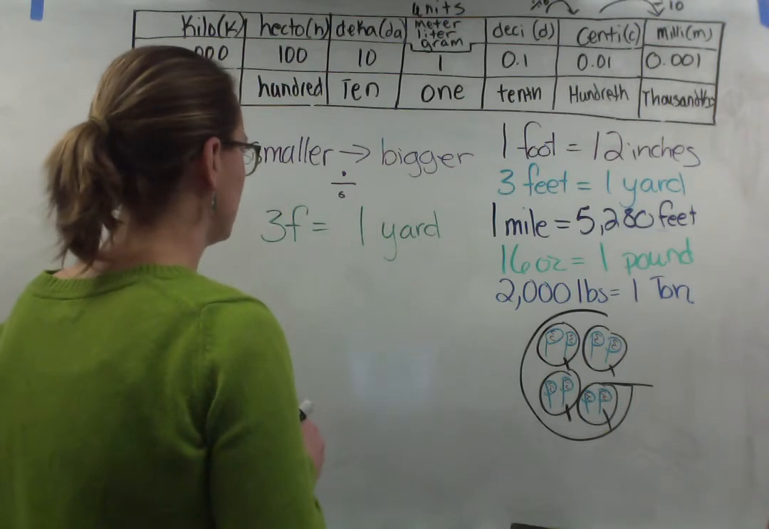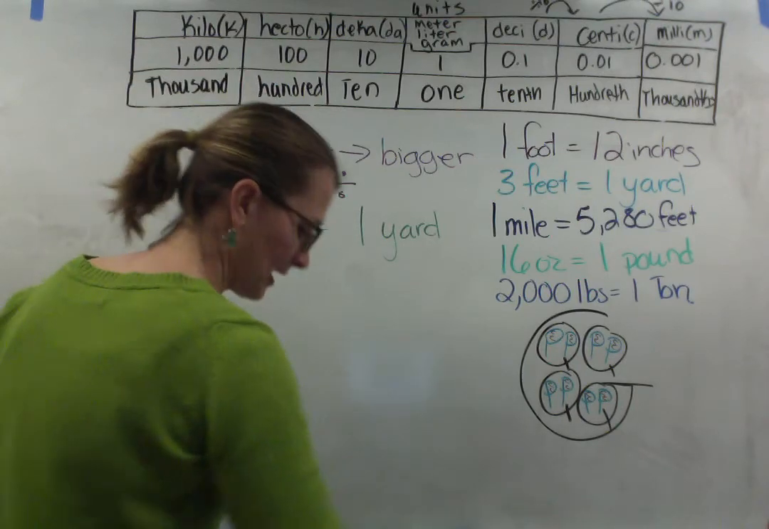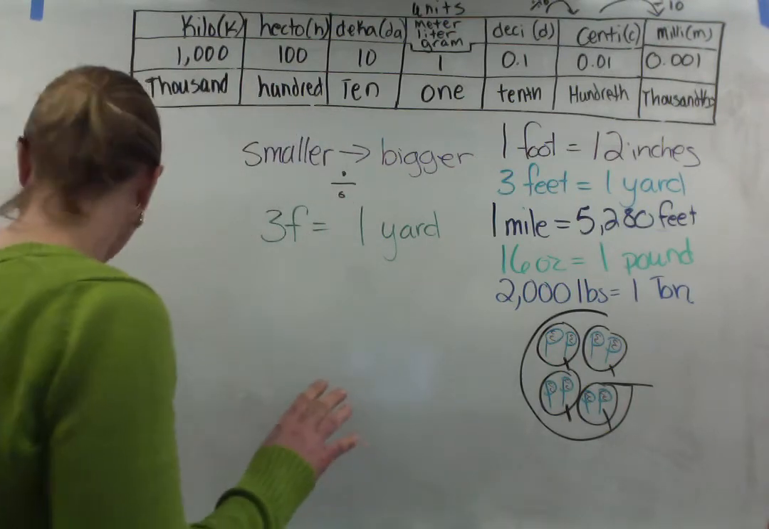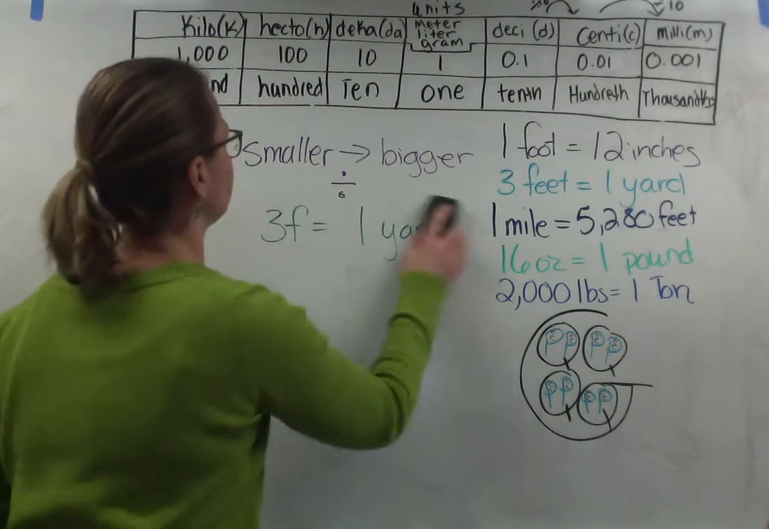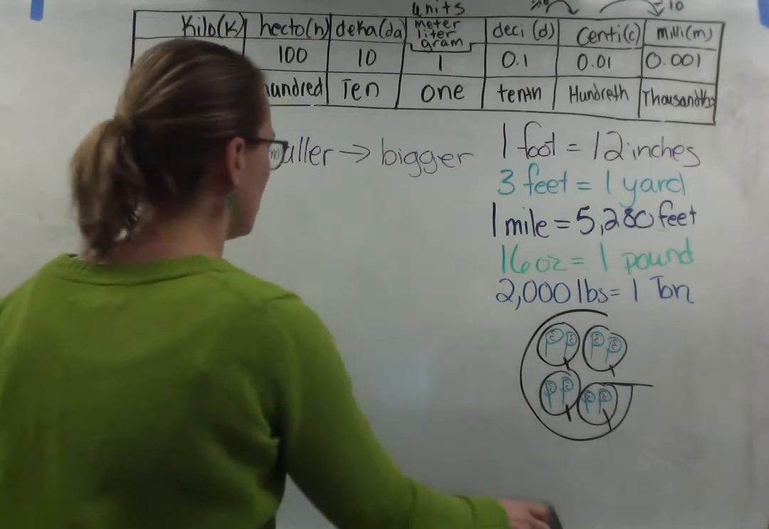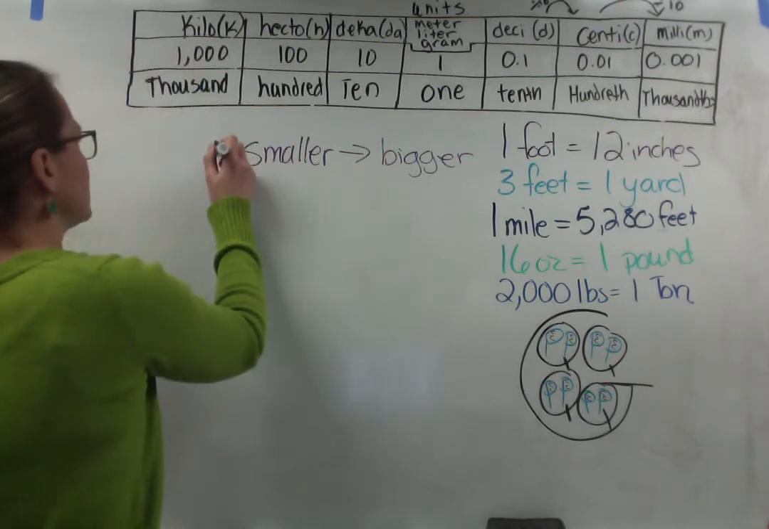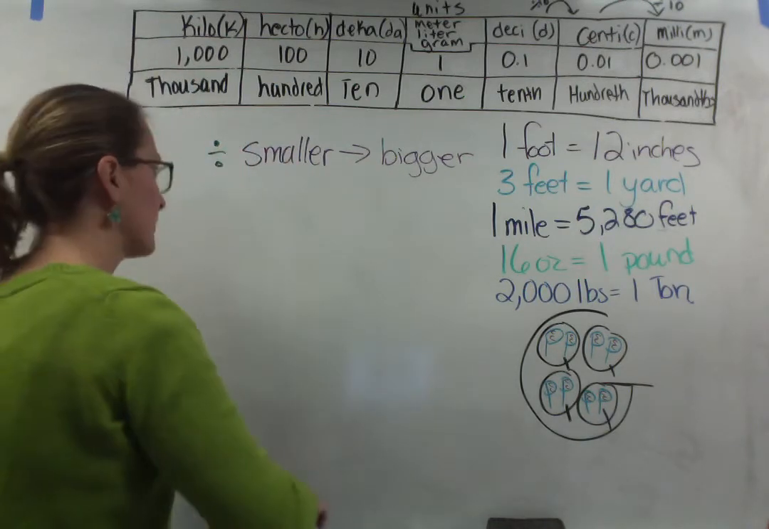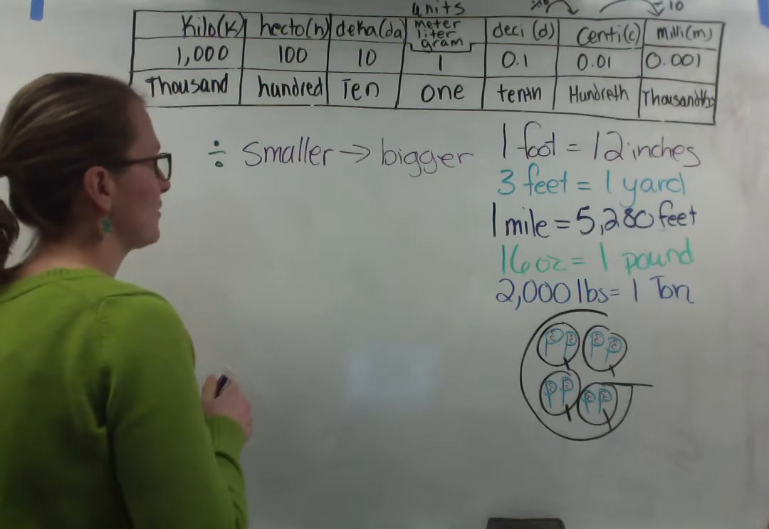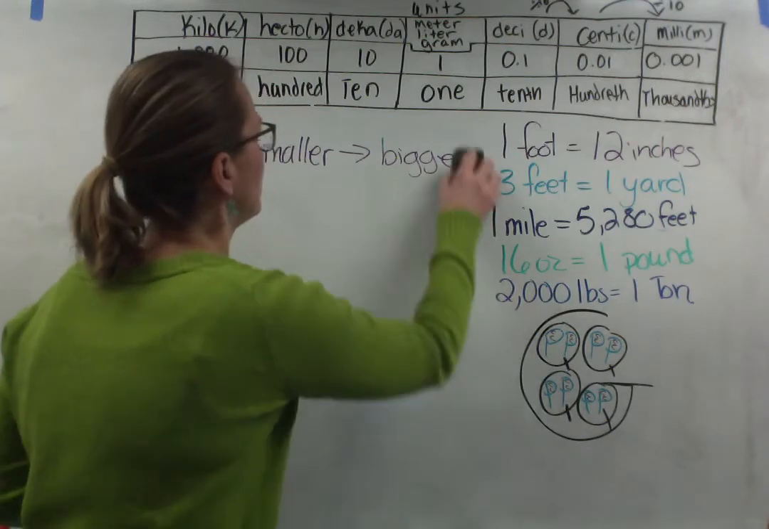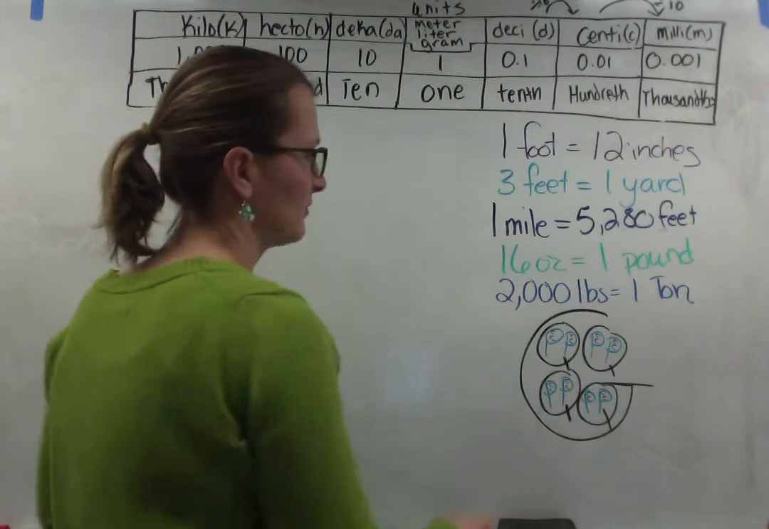I was going to do something a little bit crazier, but we're going to hold off. So that's kind of what you need to remember. You're going to divide going from smaller to bigger, and you're going to multiply going from bigger to smaller. So let's take a look at making some conversions here.